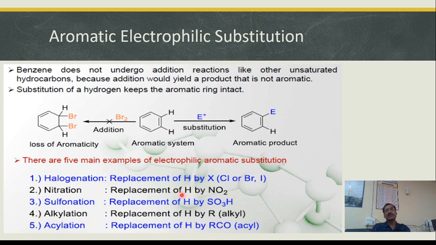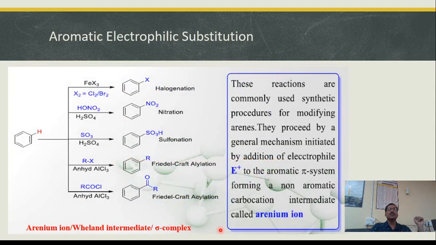Nitration, you replace H by NO2 group. Sulfonation, you replace H by SO3H group. Alkylation and acylation, you replace H by alkyl group and acyl group respectively. So these are the 5 different reactions which are very commonly studied in the context of aromatic electrophilic substitution reaction. We'll try to cover one by one, but before going for each reaction in detail, let us understand what is the product of these reactions in a nutshell.